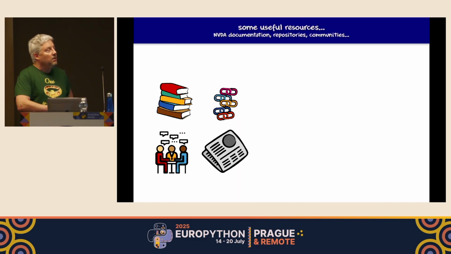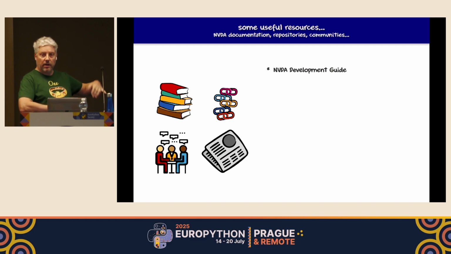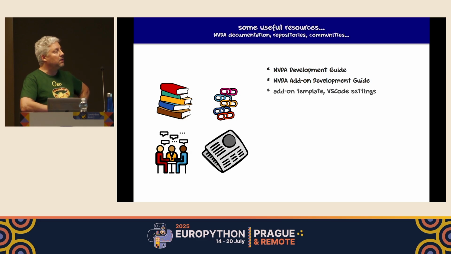Okay. My almost last slide. These are some resources that you can search. You have the NVDA development guide, so you can learn how to develop for NVDA, even for the core. The NVDA add-on development guide is specific for the add-ons. The add-on template is a repository where you have some VS Code settings for autocomplete and these kinds of things.